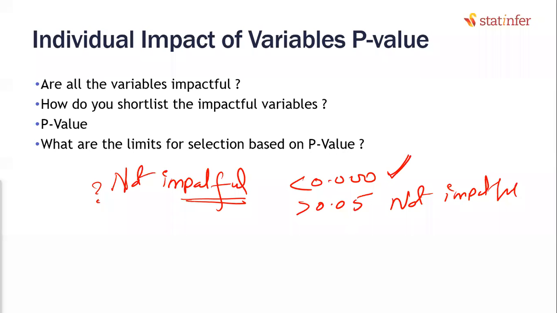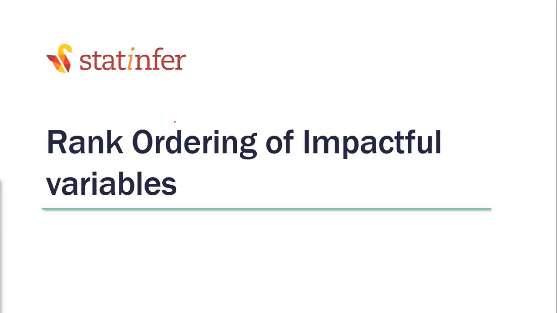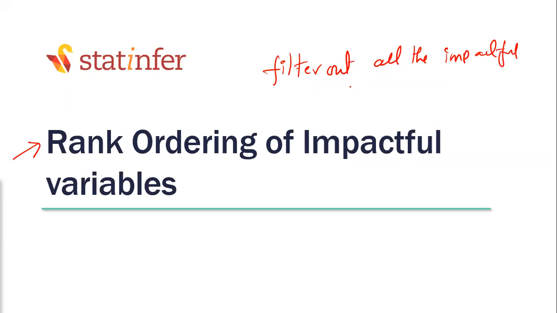There is one more thing that you can do here. There is one more extra that you can do here that was not possible in linear regression. It is possible only in logistic regression. You can do rank ordering of the impactful variables. You first filter out all the impactful variables, or let's say remove all the non-impactful variables, keep all the impactful variables. First do the filtering. After that, you can do rank ordering.